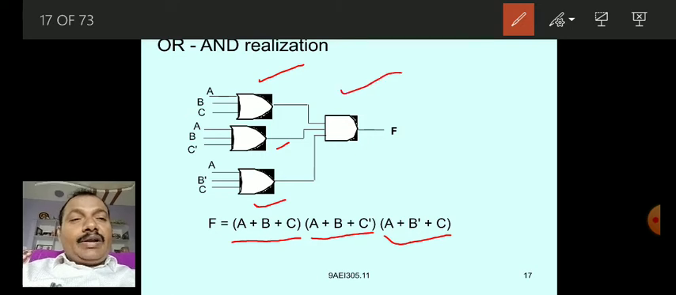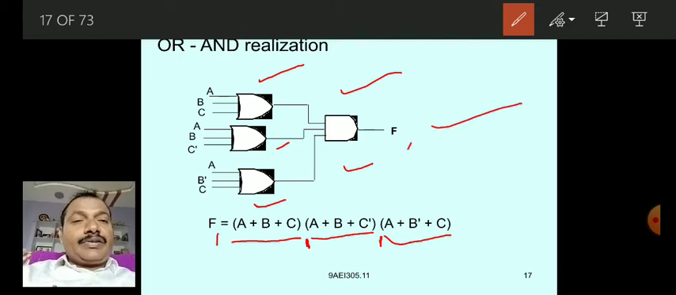Next AND level. Finally AND. That means in between each bracket AND function is there, isn't it? This is the AND function. Between each bracket AND operation is there. So all these three outputs are given to AND gate, 3 input AND gate. Finally we will get the function F1. This is the F1 function or AND realization.